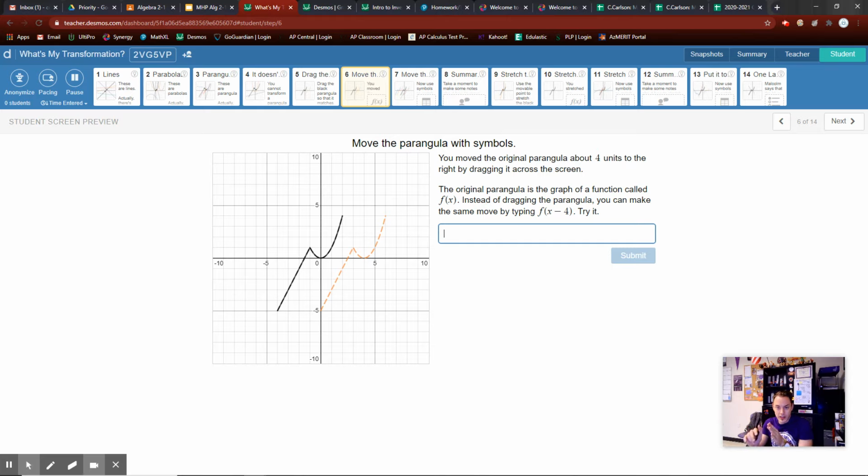Now, the original parangula is a graph of a function called f of x. Do you need to know the actual numbers in this parangula? No, I don't care. But look at this. You can do the same thing by typing f of x minus 4. And that will actually give me the same thing. You can make the same move by typing this, and I can submit it. And then boom, it moves.